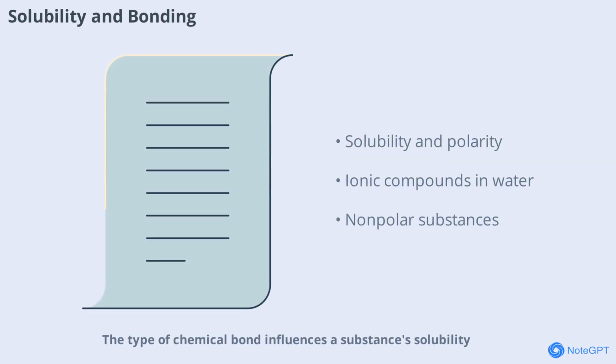The type of chemical bond influences a substance's solubility. Ionic compounds tend to dissolve well in water because water molecules can surround and separate the ions. Covalent compounds may or may not dissolve depending on their polarity. Nonpolar covalent compounds like oil do not mix with water.